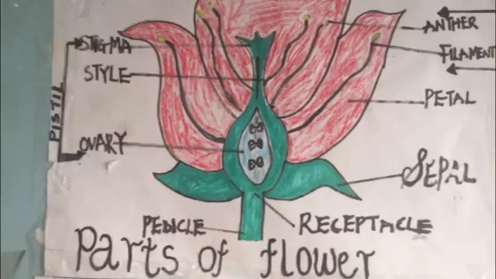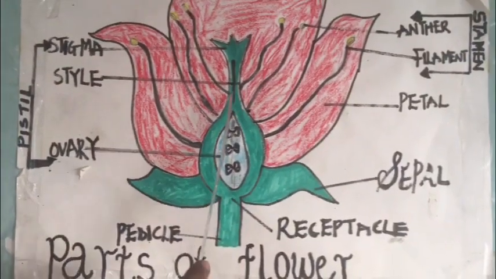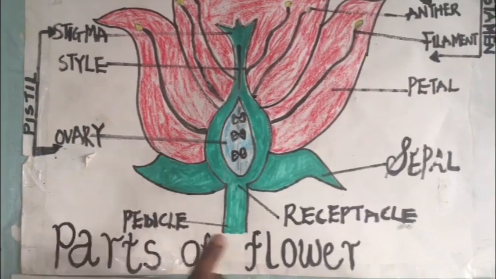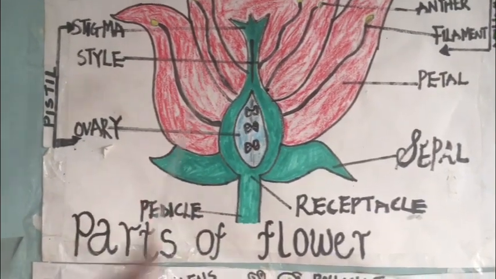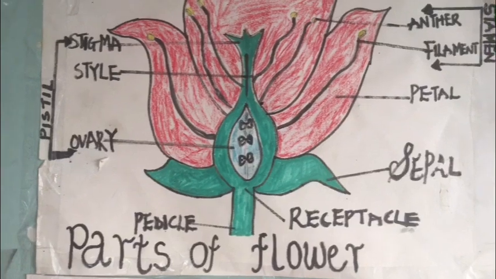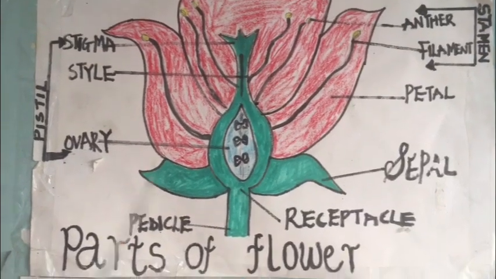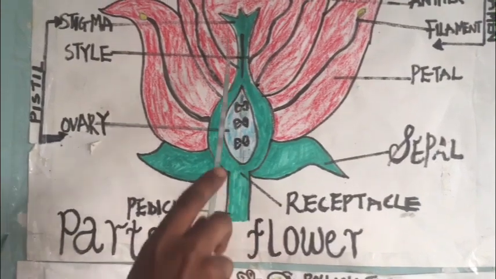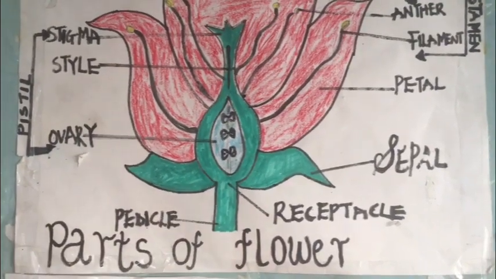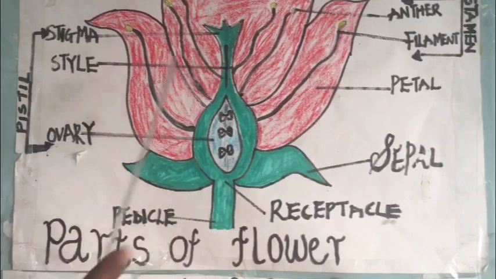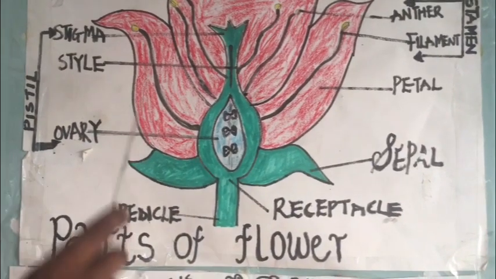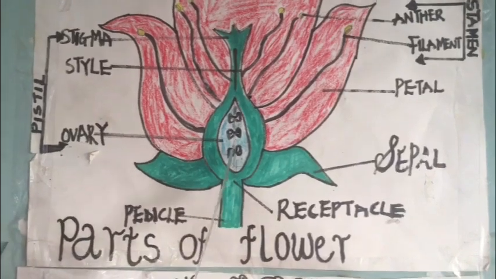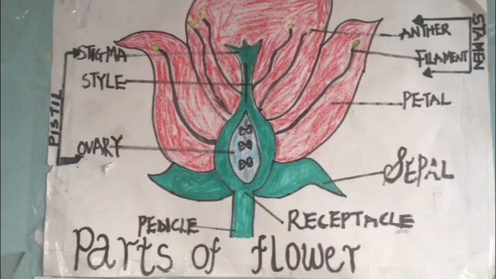Okay, now down to the style. You can see from our diagram, the style is a tube that carries the pollen grain during pollination to the ovary. You can see the style is a tube. The pollen grain that is taken from the stigma goes down through the style to the ovary.